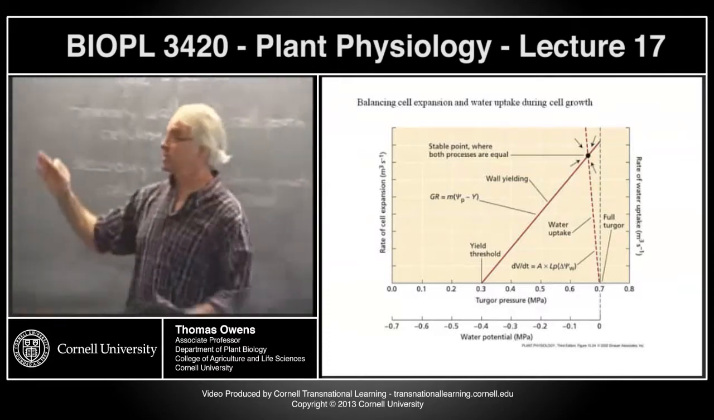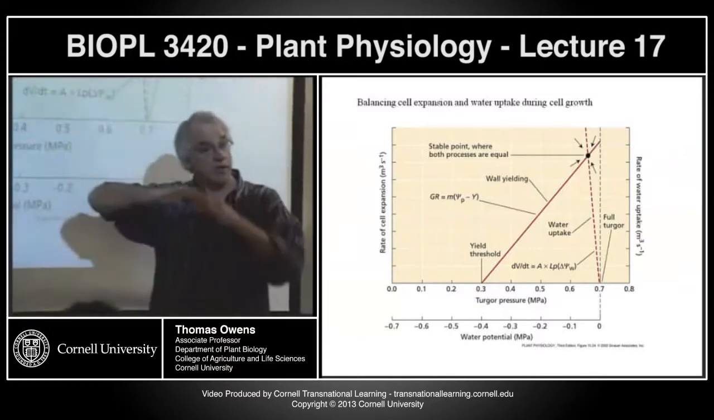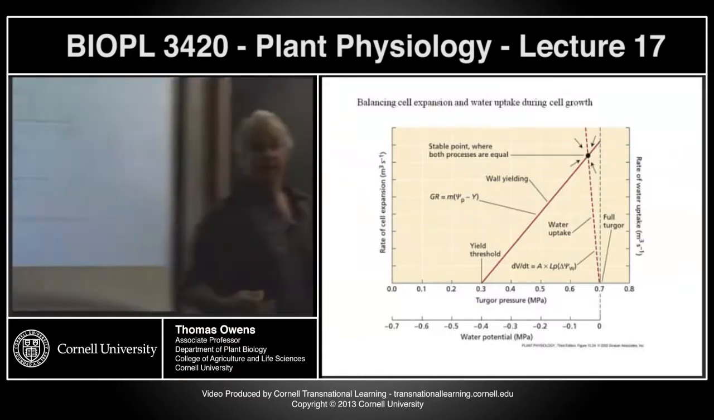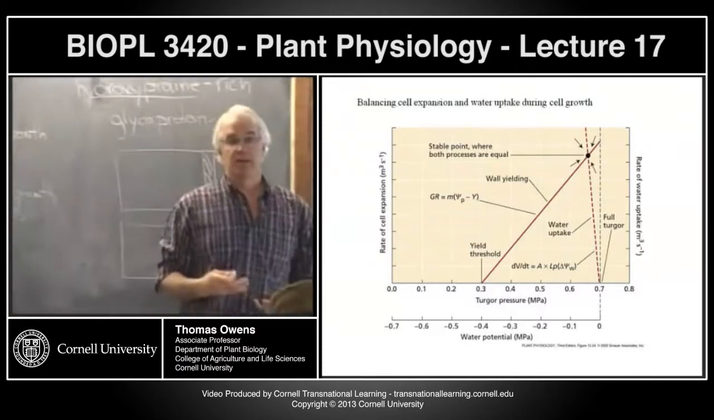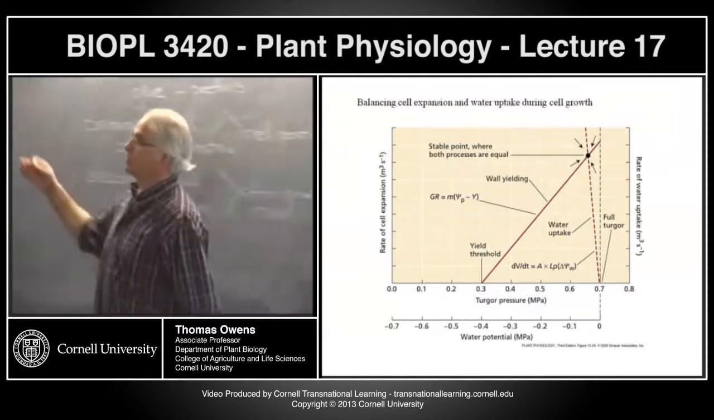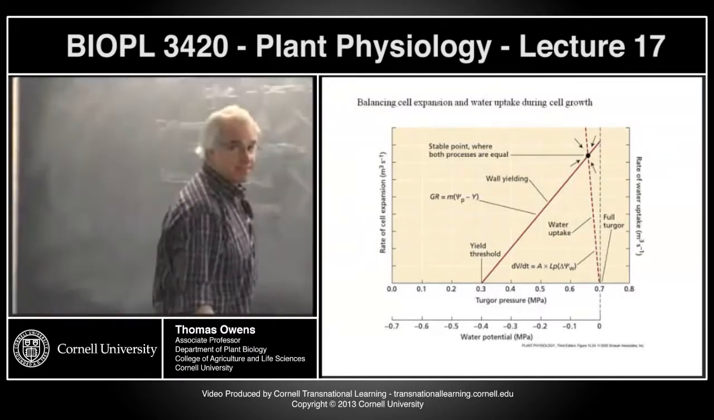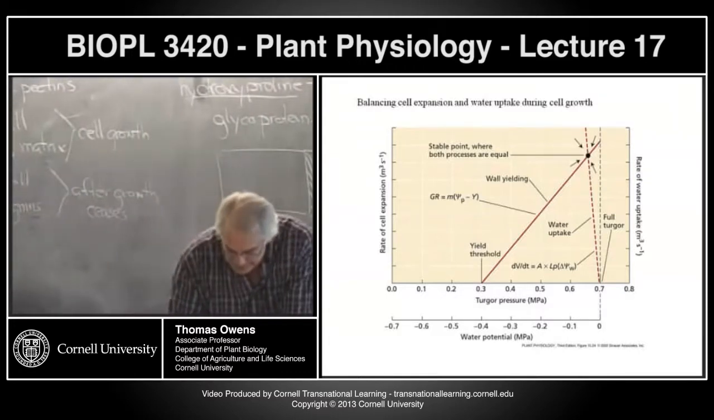Okay? So these are two different processes. The loosening up of the wall that allows the cell to expand, and the movement of water that fills that expanding volume. They have to be the same. The only thing that can happen, the only growth that can happen, is the point where these two lines intersect. Okay? Make sure you understand that. That is really important.